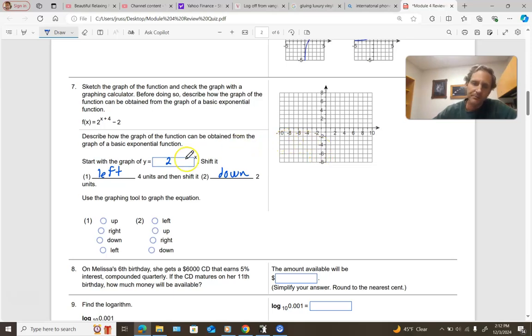So remember, when you're graphing these in the software, you need to make sure your base is 2. Sometimes you have to change it. And then you just dial in these transformations by moving those sliders.